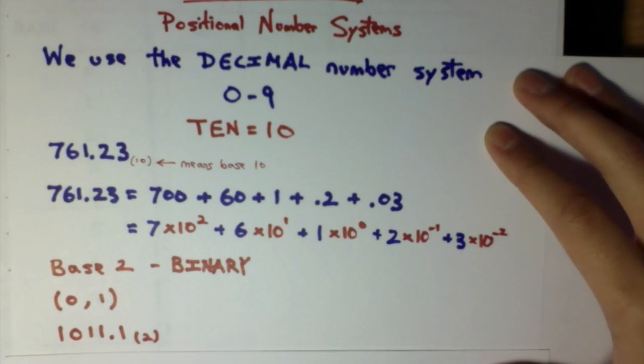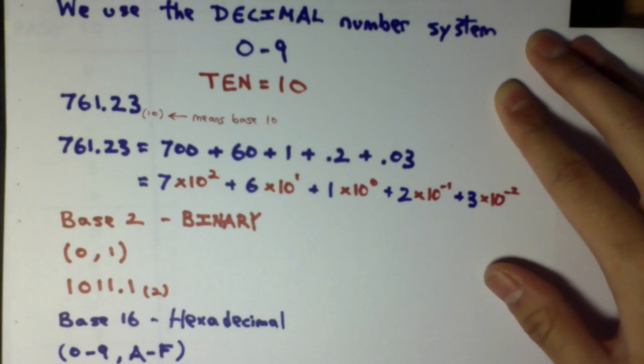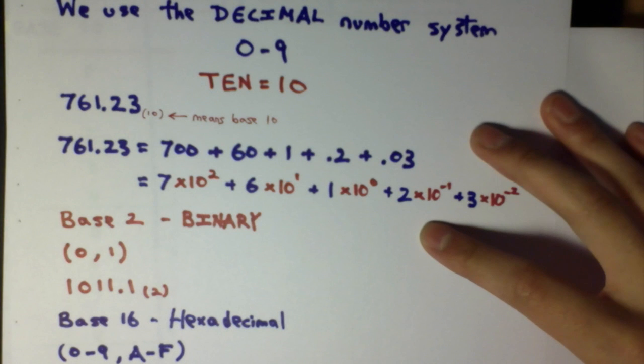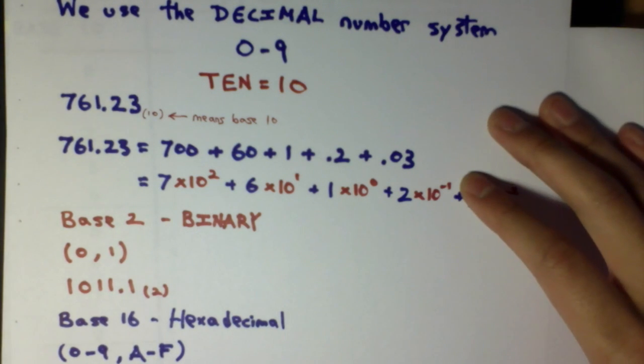Another base that is very important is base 16, known as hexadecimal. In hexadecimal, we have more digits than we're used to, so to represent these digits, we have the numbers 0 to 9, but since we need 16 of them, we use letters A through F to represent the other missing numbers. So in this case, A represents 10, B represents 11, and so on to F equals 15. So an example of what this number can look like is FDE.2 base 16.